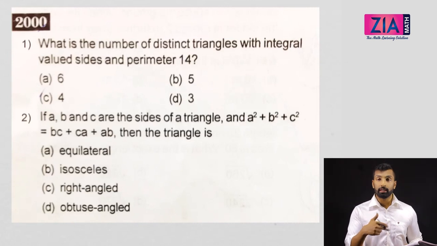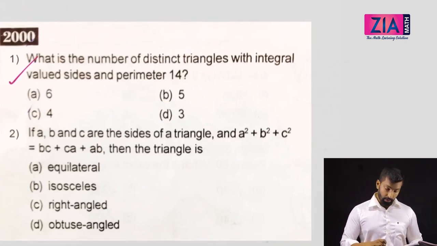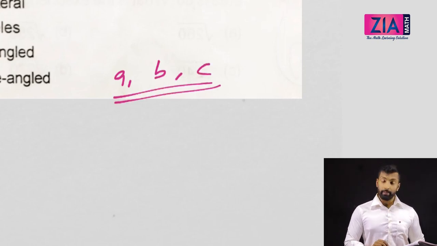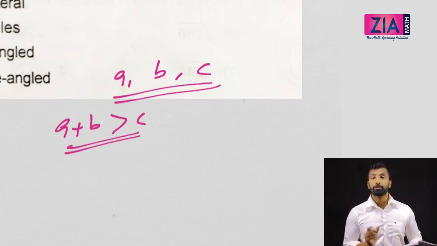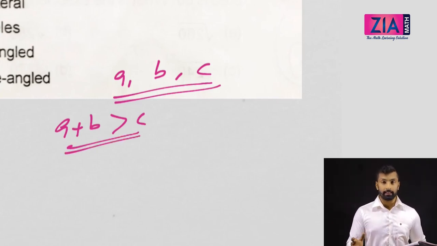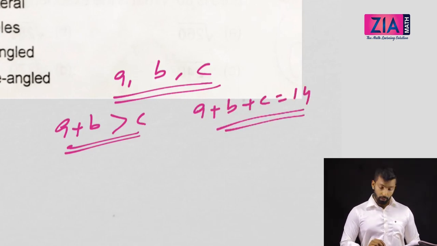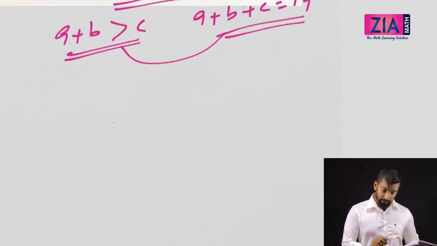Now take a moment and solve these two questions. So how will you solve the first one? What are the conditions that you need to satisfy? See, if you need to have a triangle with 3 sides a, b, c, the important condition is a plus b should be greater than c. The sum of two sides must be greater than the third side. This you need to satisfy. At the same time, a plus b plus c is equal to 14, which is given. Now, satisfying these two conditions, what are the possibilities?